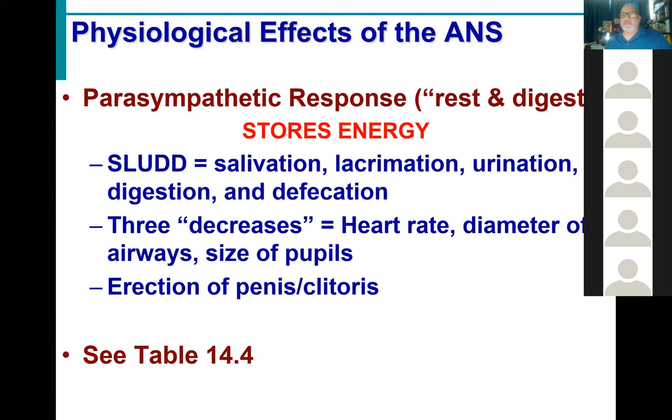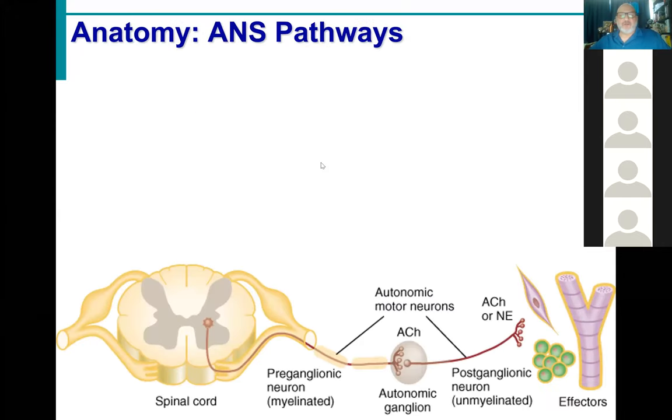All right. Questions on that? Alrighty, excellent. That is our physiology. That is the easy part. That is the fun part. Now, what we need to talk about are the anatomical differences. How are we on time?